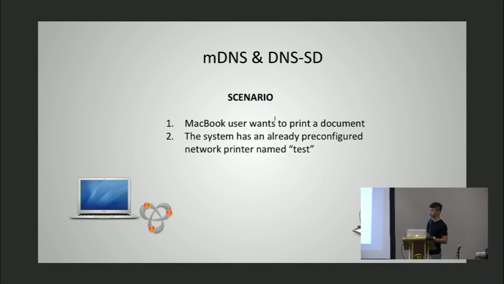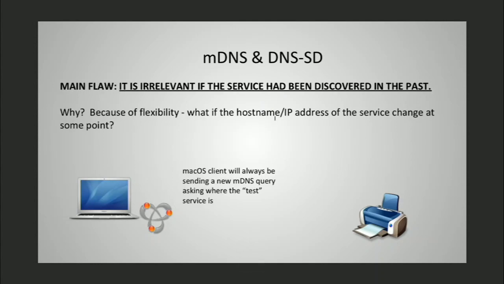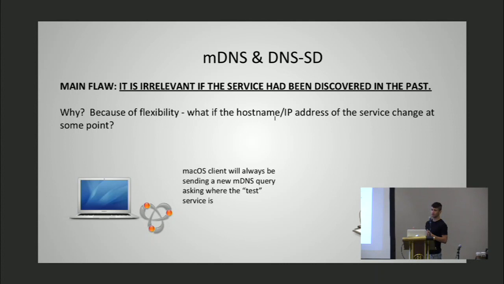Say you have a MacBook user that wants to print a document, and to make this more interesting, we assume that the system has an already pre-configured network printer named test. This is, by the way, on the Bonjour implementation of mDNS, which is how Apple has implemented it. And now the main flaw, the main logical flaw, because again, this isn't an implementation bug, this is a bug in the logic, in the design of the protocol, because there is a specific reason why they have done it this way.